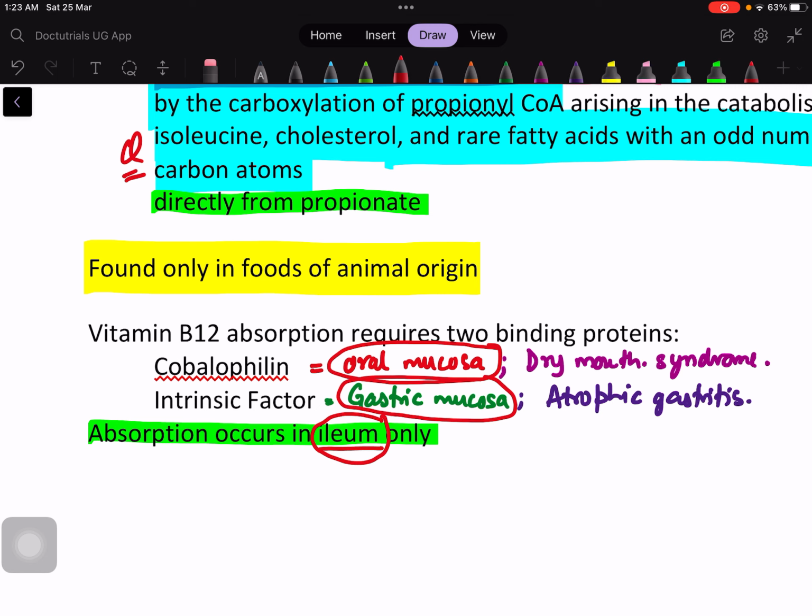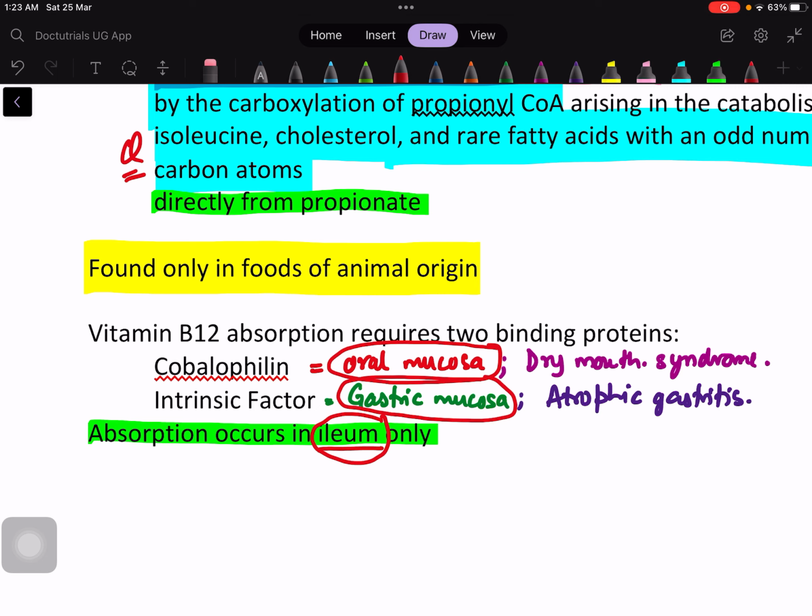See, a lot of production occurs in the gut bacteria, but the absorption is not successful. Why? Because absorption has to occur only in the ileum. Gut bacteria is there mainly in the large intestine. Backflow of the B12, the cobalamin, will not occur into the small intestine. Okay, so absorption in humans will be comparatively less. In lower animals, the absorption can be significant from the gut flora.